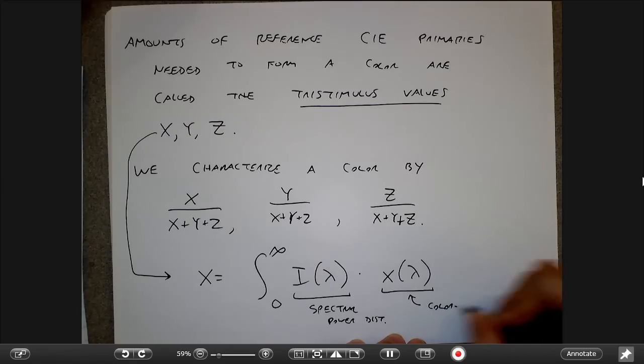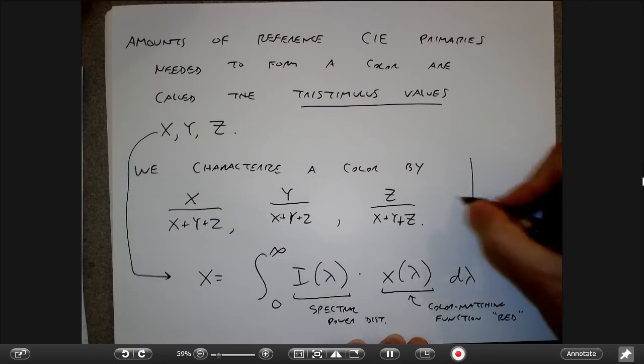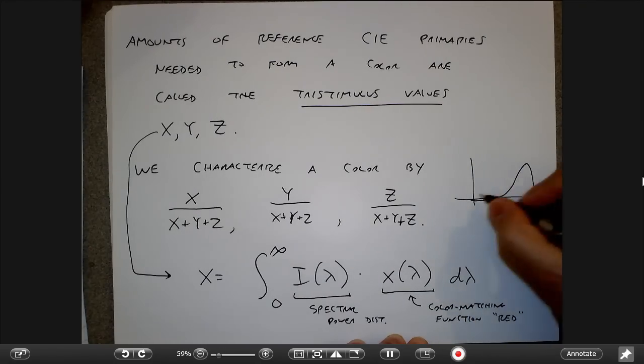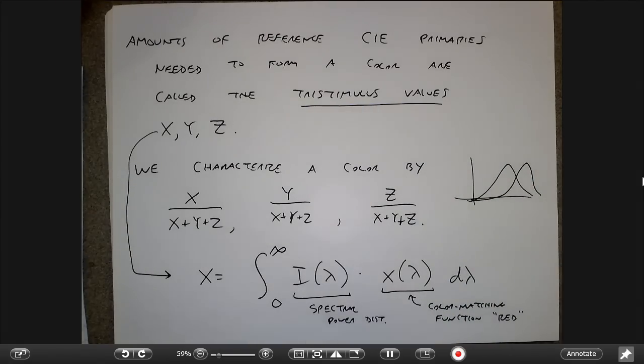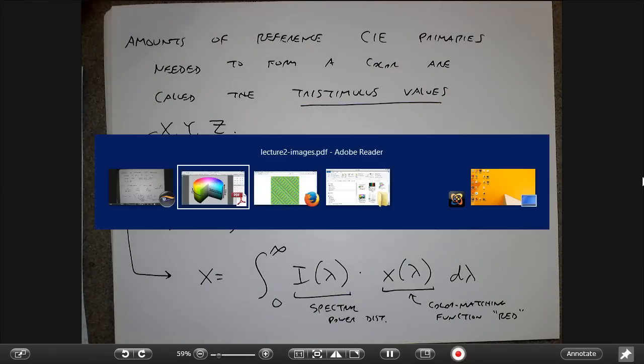So basically, this is the color matching function that may, for example, define what is the official red. And then I have the official red and I have my color, and I multiply these two things together and integrate, and I get a number. That number tells me how much red is there in this color. And so if you do that, you get what's called the chromaticity diagram.